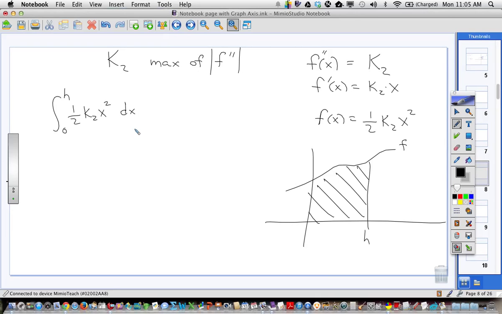We're dealing with this function right here. Do the antiderivative of this function. Remember, K2 is just a number, so what we're doing is developing the formula here, guys. We raise that up to a 3, divide by 3, so that'd be 1/6 K2 x cubed from 0 to h, right? So we plug in our h, so we get 1/6 K2 h cubed minus 0.